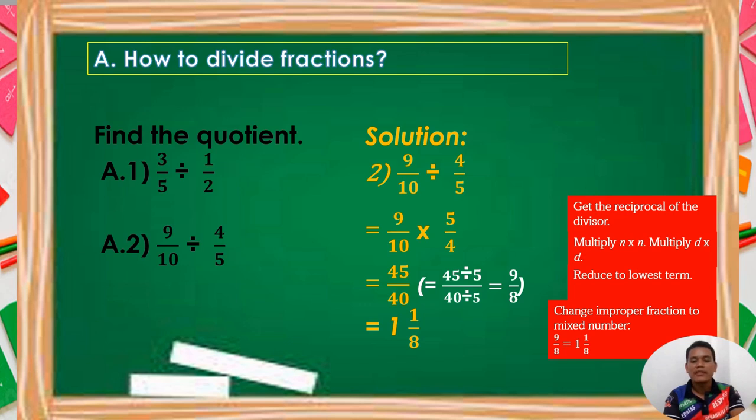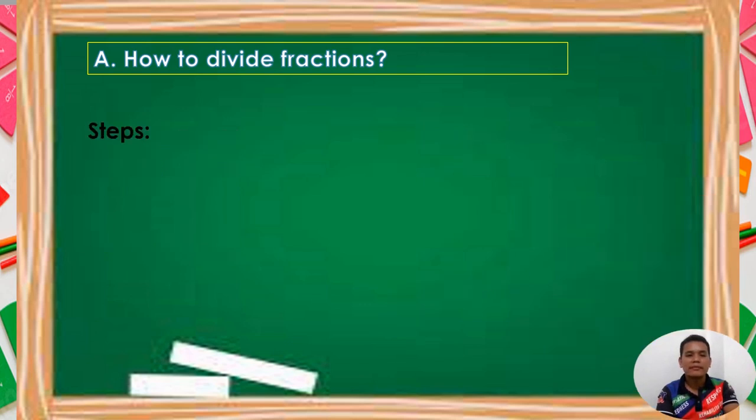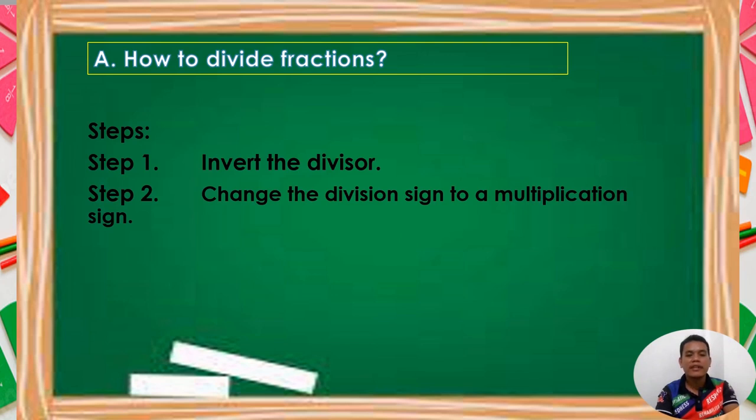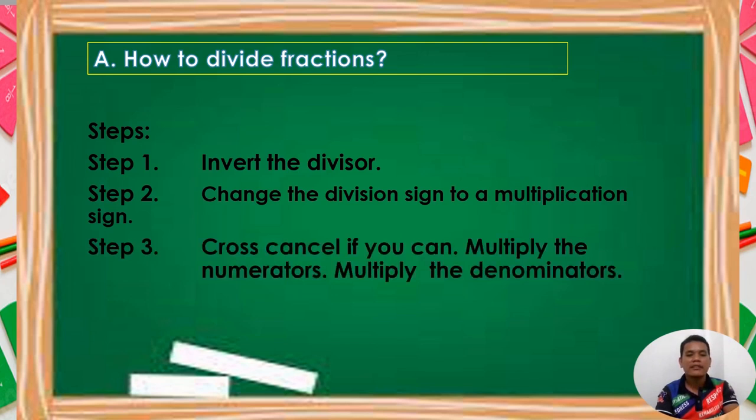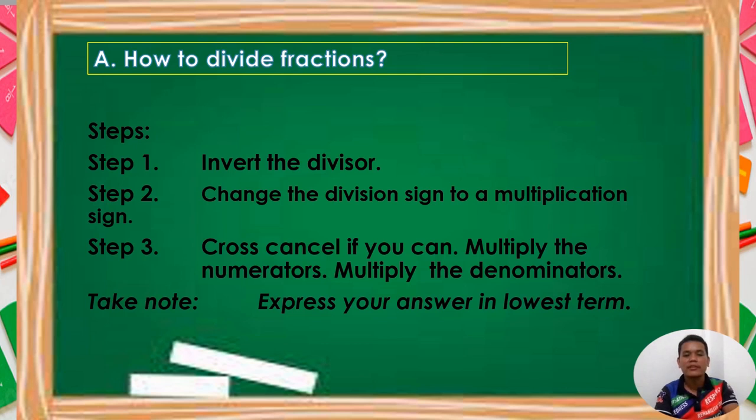So let's take note of the steps. How to divide fractions in the form of A over B divided by C over D. Here, invert the divisor, meaning get the reciprocal. Change the division sign to a multiplication sign. Cross cancel if you can. And multiply the numerators, and multiply the denominators also. Always take note to express your answer in lowest term.